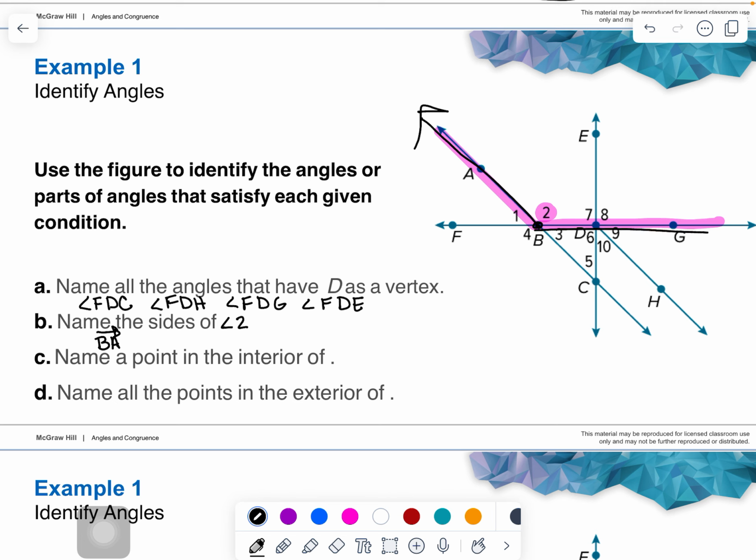And the other side starts at B, and it either goes through D or G. You can name either one. It doesn't matter to me. You could do BD or you could do BG.